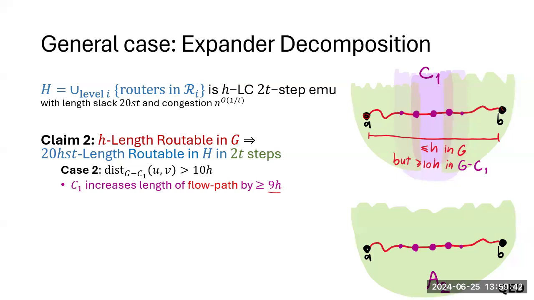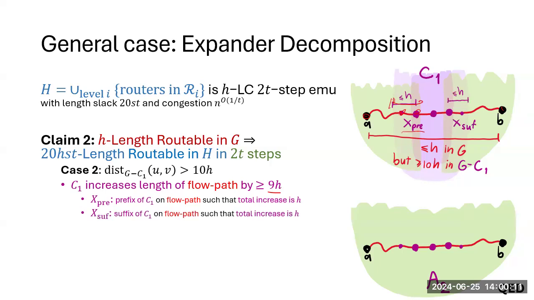9H. So what I'm going to define is this: I look at all this length increase and go through the path, looking at the prefix of this path until the length increase is at most h, and call this node incident to the cut, where the total length increase is at most h, x prefix, and do the same thing for x suffix. You can see that this x prefix is still close to A, even in G minus C1. In G, they are close within H, but in G minus C1 it is close within 2H, because the total length increase here is at most H.